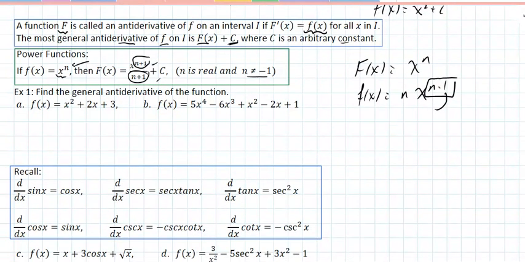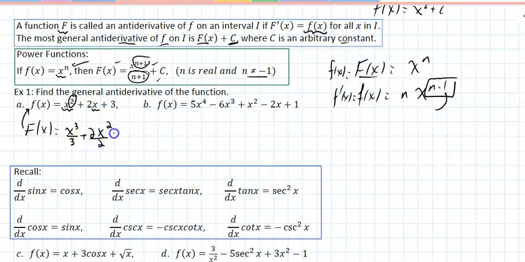So, if I want to find the most general antiderivative, the book uses capital letter in the beginning. Capital letter is antiderivative, and the derivative is lowercase. Again, you could stick with f of x and f prime of x if you wish. I really don't mind, but the book does that. So if I take this piece, if I add 1 to the power, because that's a power function, that is a 3, divide by it. Add 1 to the power, that becomes a 2, divide by it.